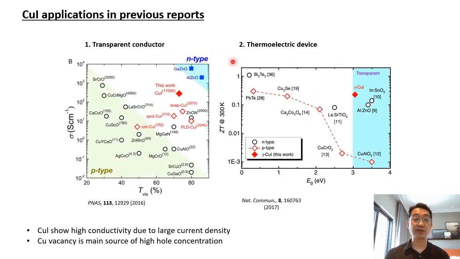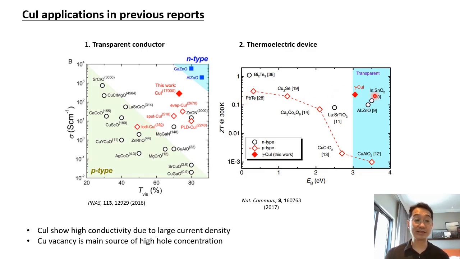Several papers have been reported on copper iodide. The first paper used copper iodide as a transparent conductor. They showed pretty good transparency and conductivity when the film was made by thermal evaporation, sputtering, and solution process. The other reported application is thermoelectric devices. Also, spin-coated copper iodide shows a very nice ZT value in thermoelectric devices.